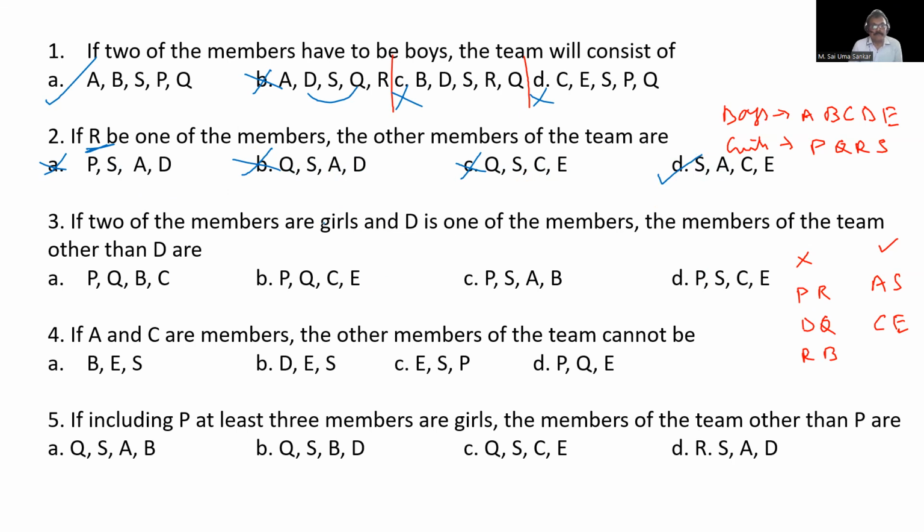If 2 of the members are girls, D is one of the members. Total 5 members are there. That means 2 of the members are girls and D must be there in the team. Girls are P, Q, R, S. Suppose D is there, Q cannot go with D. And ఇప్పుడు ఏంటి మనకి, ఎక్కడైతే Q ఉందో just strike off those 2 options.